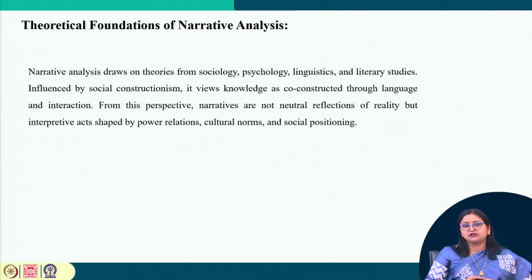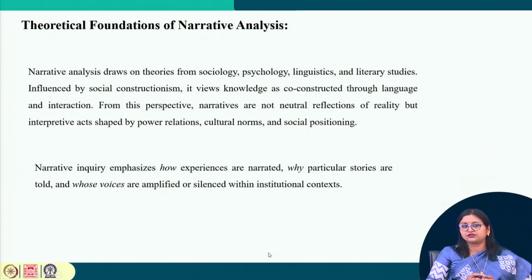From this perspective, narratives are not neutral reflections of reality, but interpretive acts shaped by power relations, cultural norms and social positioning. It means whoever is the narrator, they are not neutral. Definitely their personal reflection, their personal beingness or belief and their opinion is reflected in their narration.